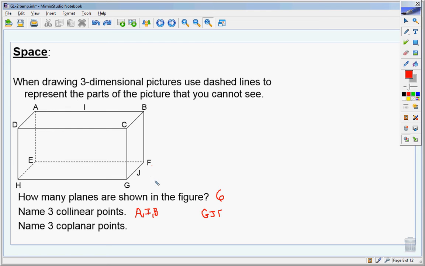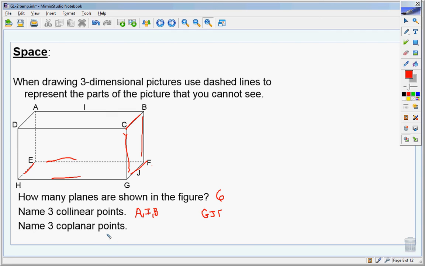Okay? Does that mean that the 3 collinear points that you put down would also work for this? They would also be coplanar. In fact, they're together not on one plane, but on how many planes? They're on 2 different planes in the picture. G, J, and F are on the plane that's on the right side, but they're also on the plane that's on the bottom side. So there would be lots of possibilities when you're talking about 3 coplanar points.